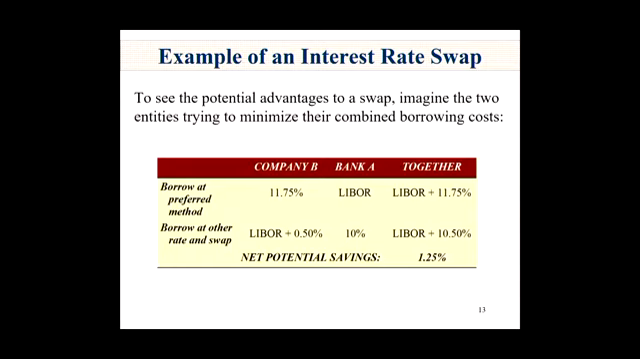So Bank A wants to borrow floating and Bank B wants to borrow fixed. If they do that, then the combined cost of those loans is going to be LIBOR plus 11.75. So that's if they do what they want to do. Bank A borrows floating, Bank B borrows with a fixed rate. What about if we look at the other option? Then Bank B borrows floating and Bank A borrows fixed. That is not what they want to do.